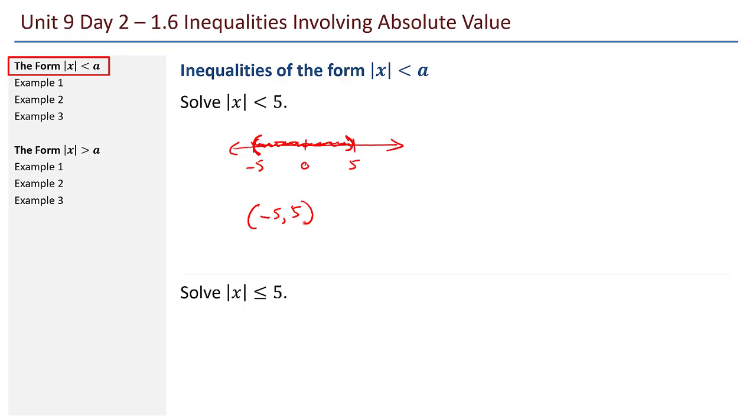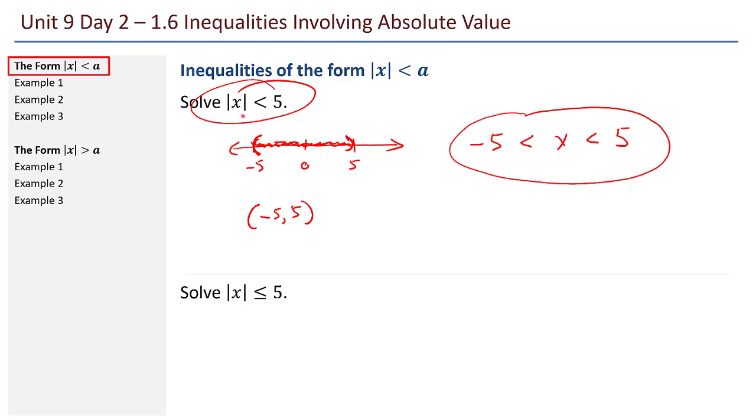Look what's important here. I can write this as a compound inequality: negative 5 less than x less than 5. And this is the important point about inequalities of this form. Whenever I have an expression, absolute value of something is less than a number, I can drop off the absolute values and put the expression in the middle, and then plus or minus the number part on both sides.